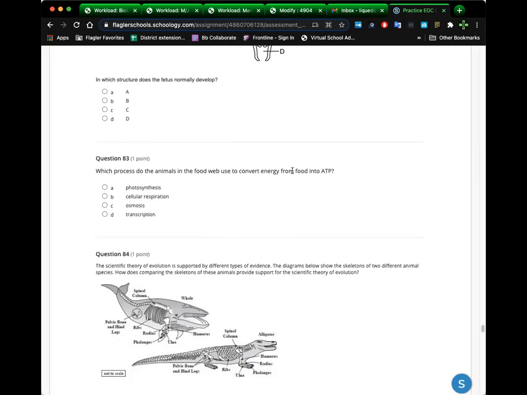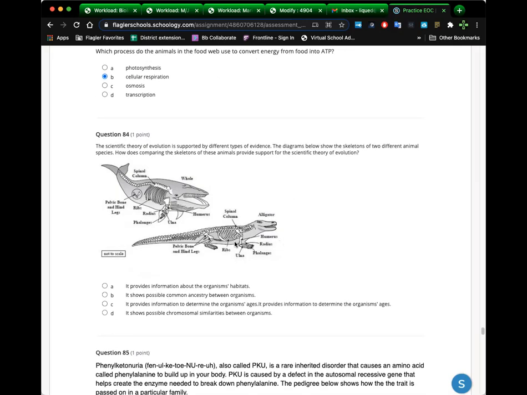Which process converts energy from food into ATP? That's just cellular respiration, which is basically the reverse of photosynthesis. Those kind of go together. Osmosis is the transportation of water. Transcription has to do with DNA. So those two are not even close.